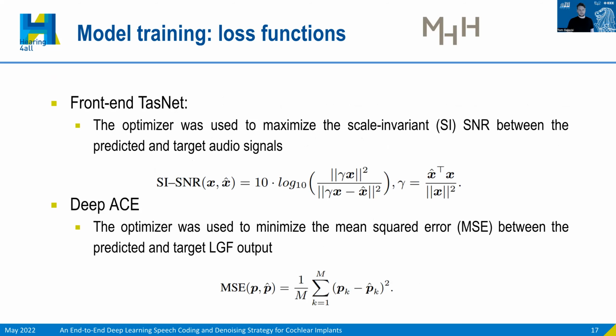A difference between the front-end TasNet training and the deep ACE training had to do with the loss function used, and that had to do with the nature of the output of each of the algorithms. Because the front-end TasNet was performing audio end-to-end speech enhancement, we use the scale invariant SNR between the target and estimated signals. And for the deep ACE, because we are estimating the output of the LGF, we minimize the distance between the target clean speech and the estimated speech through a loss function called mean square error.